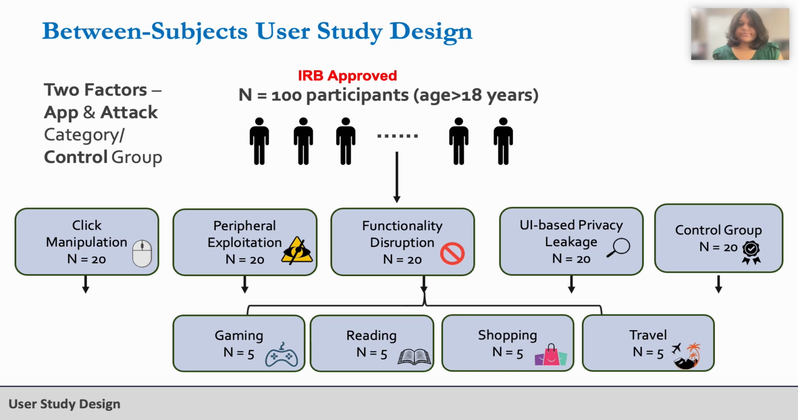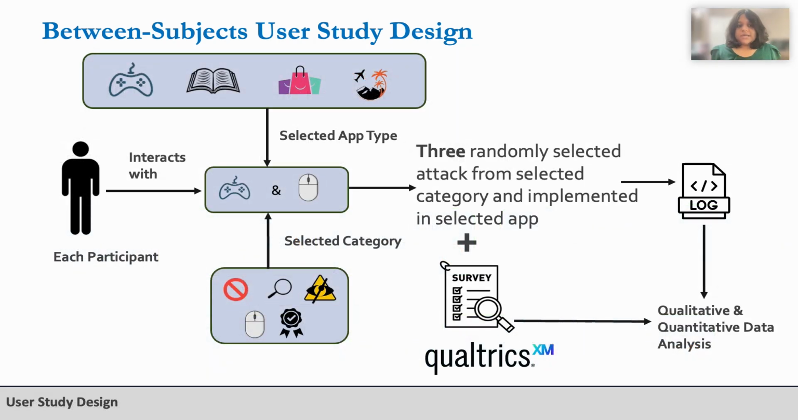We recruited 100 participants, all over the age of 18, from our university using an IRB-approved method. Participants were evenly divided into 5 groups, 4 representing the attack categories from our taxonomy and 1 control group. Each group of 20 participants was further split into 4 subgroups based on app type. We selected reading, gaming, shopping, and travel apps. These apps were different based on the context and interaction demand. Each participant interacted with only one condition. We selected a specific app type and attack category and asked them to engage with 3 attack scenarios from that category, or the same scenario was repeated in the case of the control group.